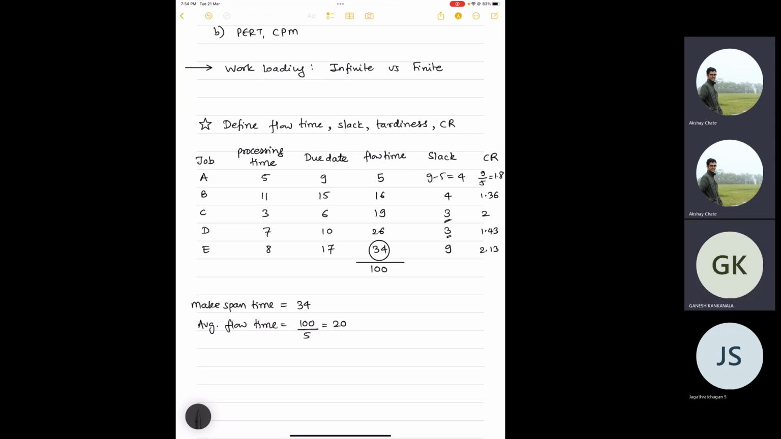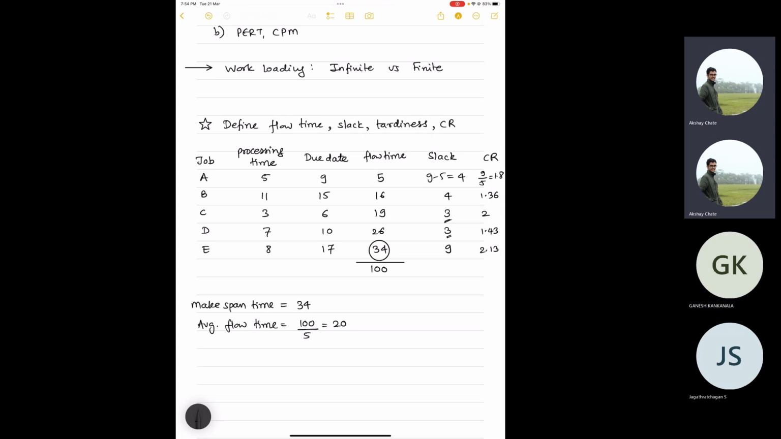Sir, the formula is due date minus current date by processing time, right? Yeah, so the calculations are done assuming we are on day 0. We are starting. So that's why I'm just taking due date minus 0.